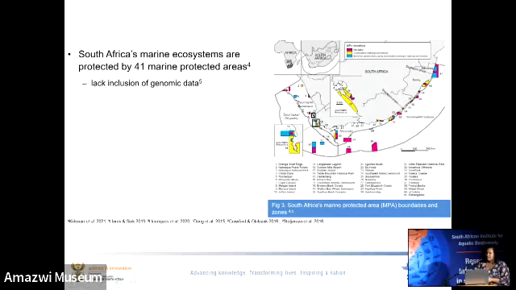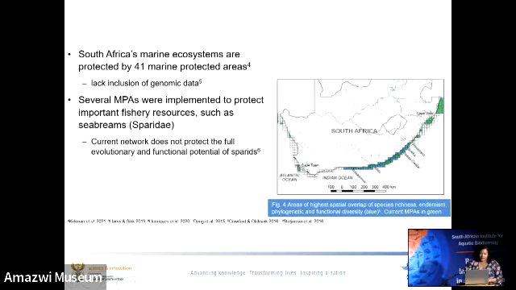However, to date, they still lack the inclusion of genomic data. And several of these MPAs were even implemented to protect several important fishery resources, such as sea breams. However, a study done by Hendricks et al. in 2020 actually found that the current network does not protect the full evolutionary and functional potential of sparids.